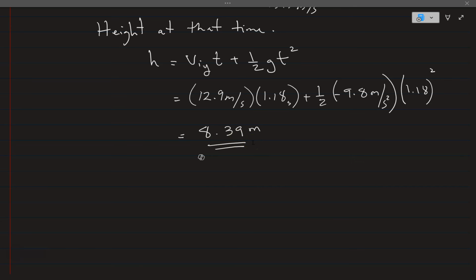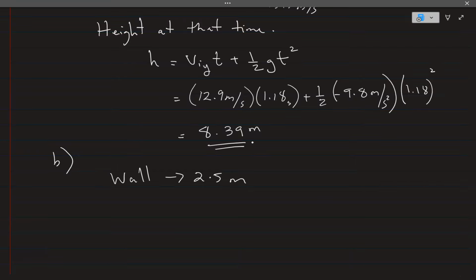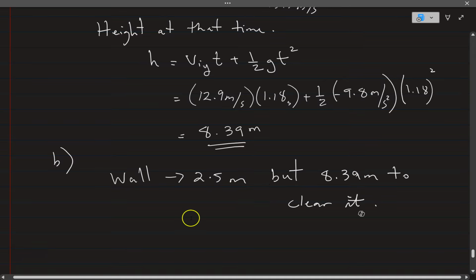So of course it does, because the wall itself, this is part B, the wall is 2.5 meters, but you have 8.39 meters. So easily it will clear the wall. Let's look at another question, number 3.